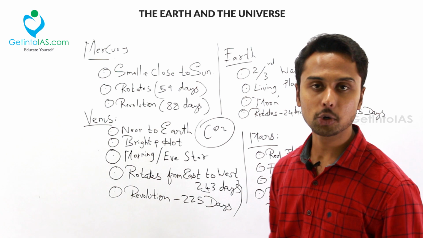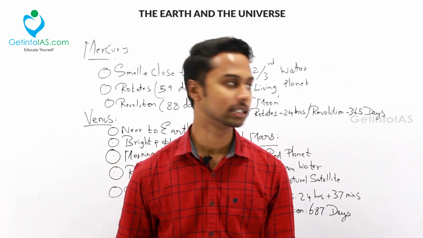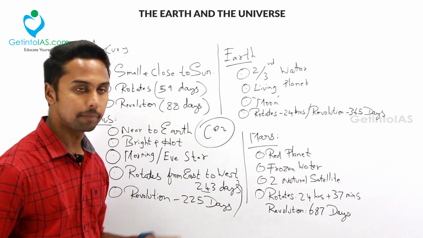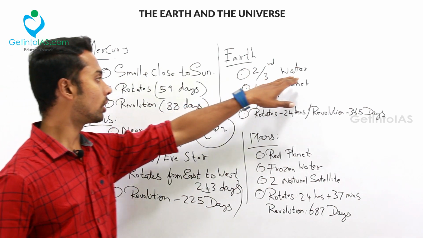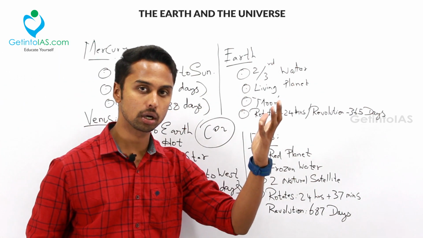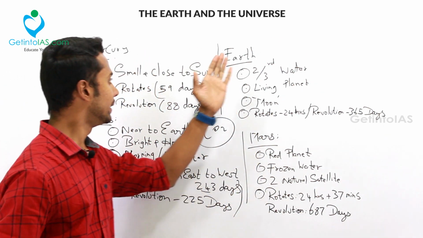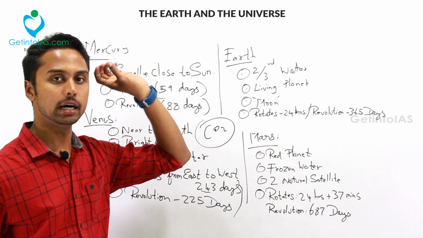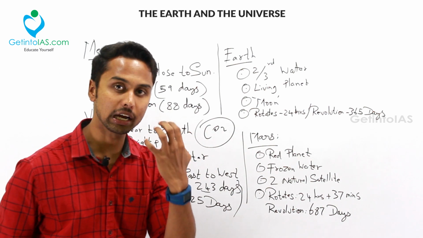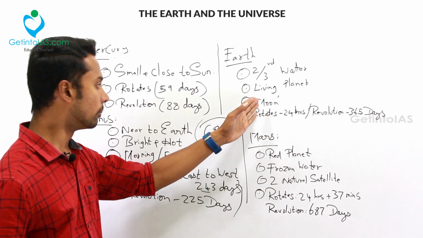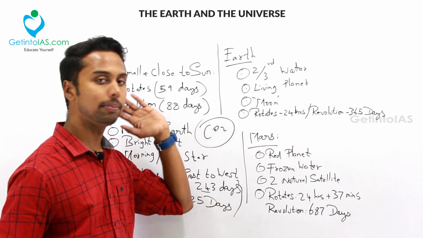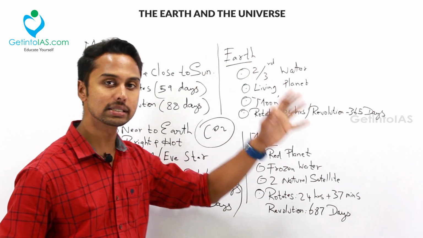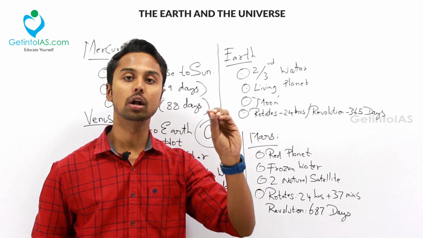Next we'll go to our own planet, the Earth. So what about Earth? Earth contains 2/3 water, as you all know. That's why it is called the blue planet. Next, it is the living planet. This is the only planet where humans can live, or where living conditions are available. And also about the moon. I told you every planet will have a satellite. Likewise, Earth has a natural satellite which is called the moon.